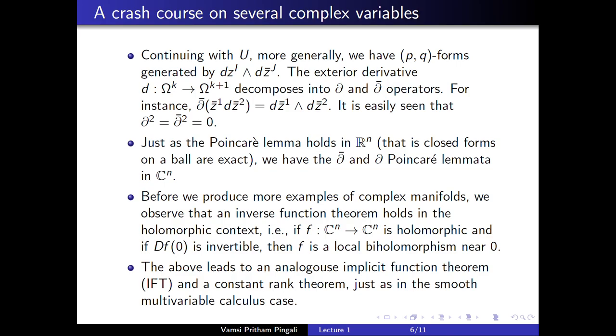Sorry for the typo here. So once we have an inverse function theorem, we have an implicit function theorem, and we have a constant rank theorem. All the usual multivariable calculus applies, right? So what does the implicit function theorem say? We have a map from Cn plus m to Cn, and if a part of the derivative matrix is invertible, then the rest can be solved for in terms of these things and so on, right? So yeah, that's that.